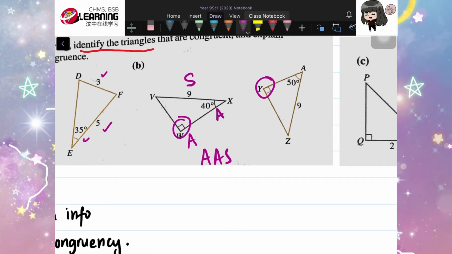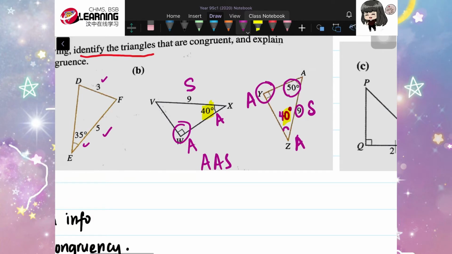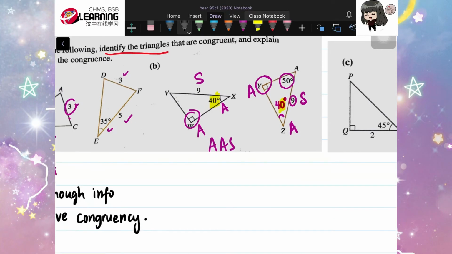And since this is 50 degrees, this is obviously 40 degrees, because 180 minus 90 minus 50 is equal to 40 degrees. So if it's 40 degrees, we can say that this is actually the same. The angle 40 and angle 40 here is the same. So angle here A, this angle 90 degrees A, and also the side 9 same, so it's also AAS. So both of these are congruent.